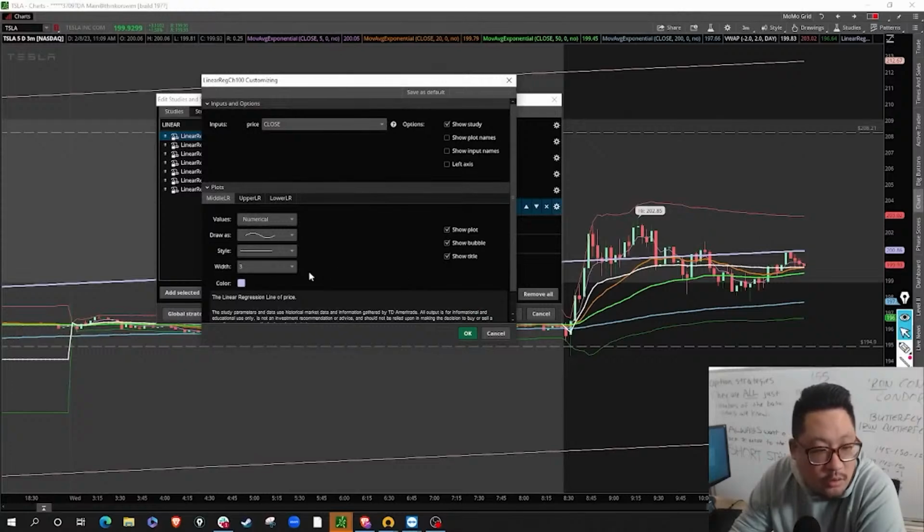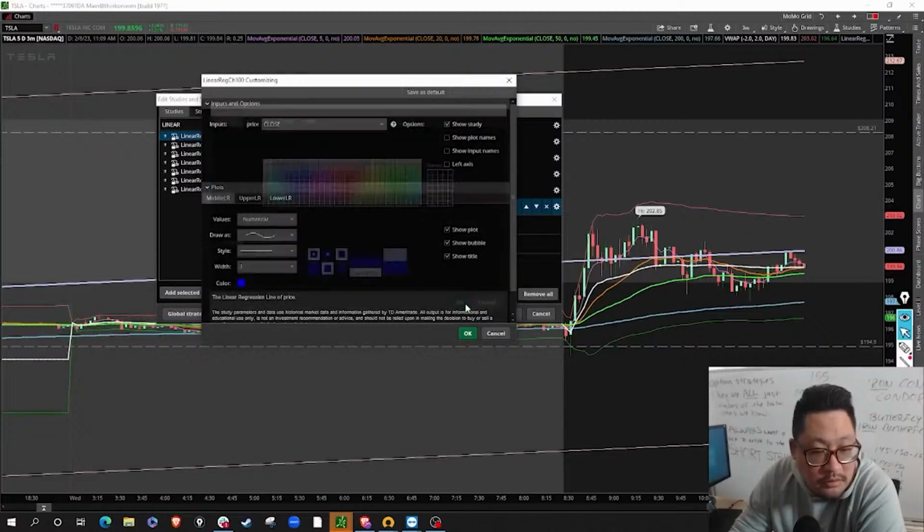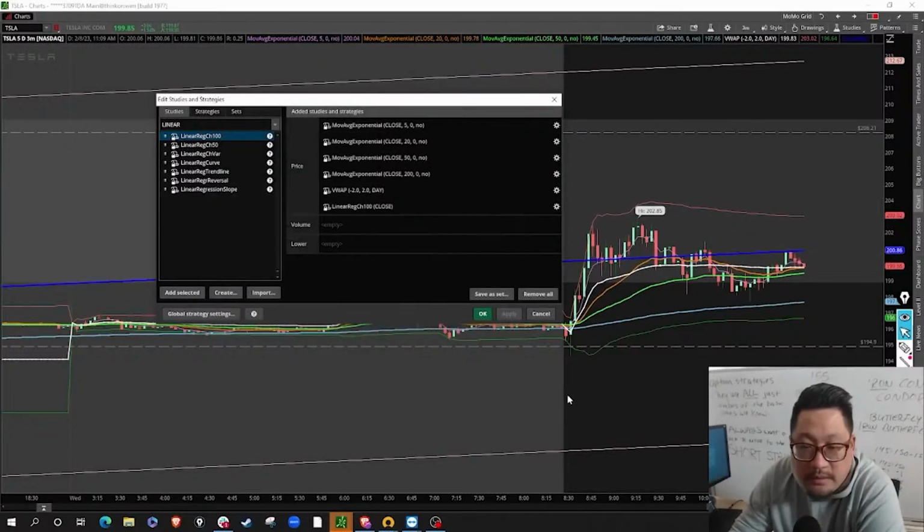Now these aren't my normal colors. I just wanted to showcase them so they'd be a little bit more of a standout. Let's make it dark blue, and that'll pop a little bit more.